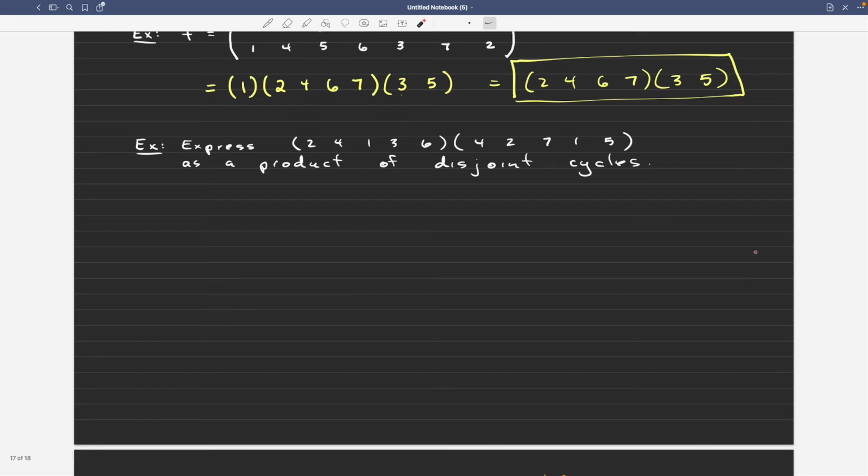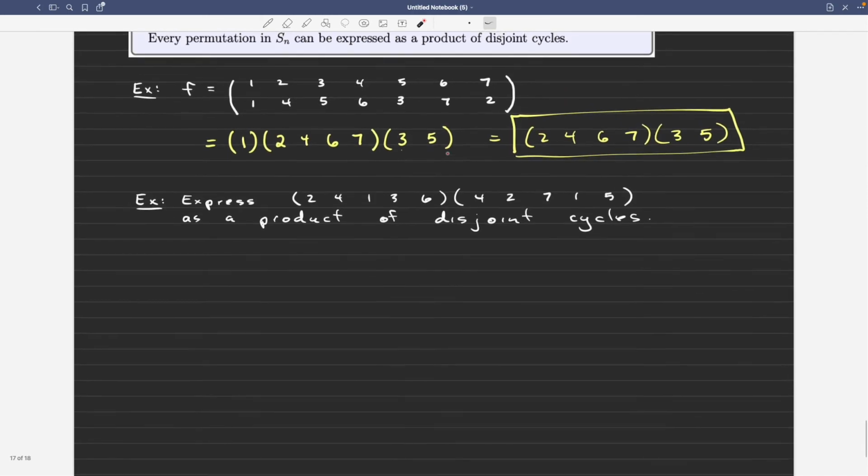And then also, someone can hand you a product of cycles that are not disjoint, but you can still write that as a product of disjoint cycles. So this is just a composition of 2 cycles that happen to not be disjoint. How can we write that as a product of disjoint cycles? Well, it's very similar to what we just did with the previous example. So let me write this down here.